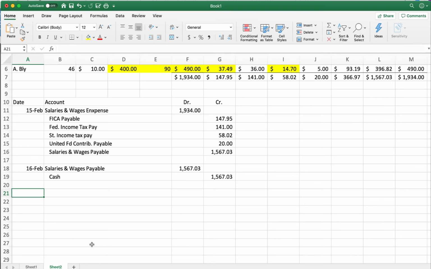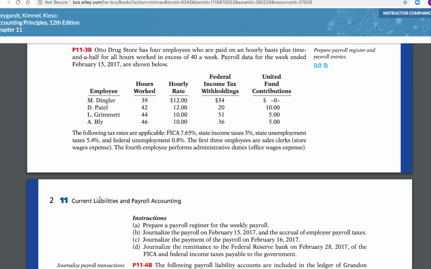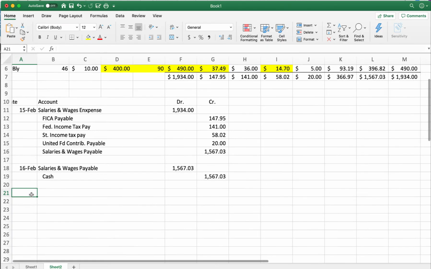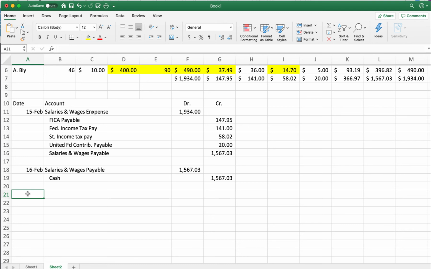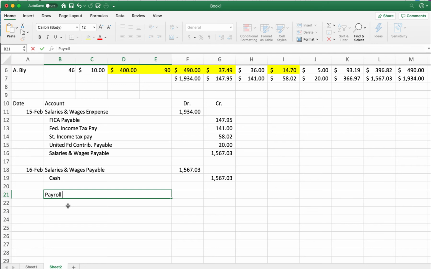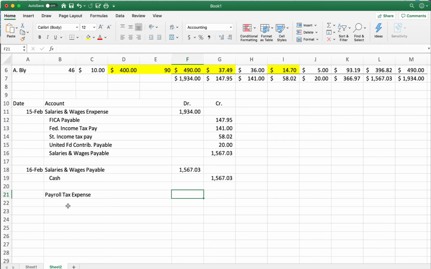Okay? So the first thing that we need to recognize is that we got the employee portion of the taxes. We need to do the employer portion of the taxes. Okay? So how do we do that? Well, the first thing we need to do is recognize that we have payroll tax expense, right? We have to pay taxes on our payroll as the employer. So payroll tax expense. Okay, how much is it? Well, let's think about that for a moment.